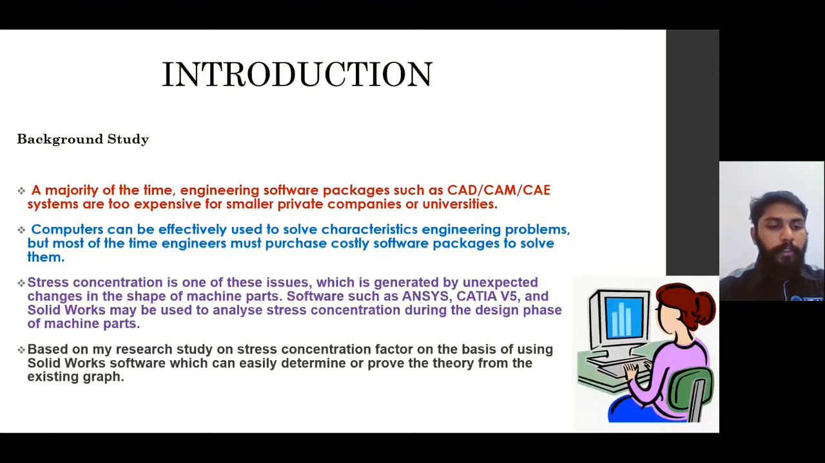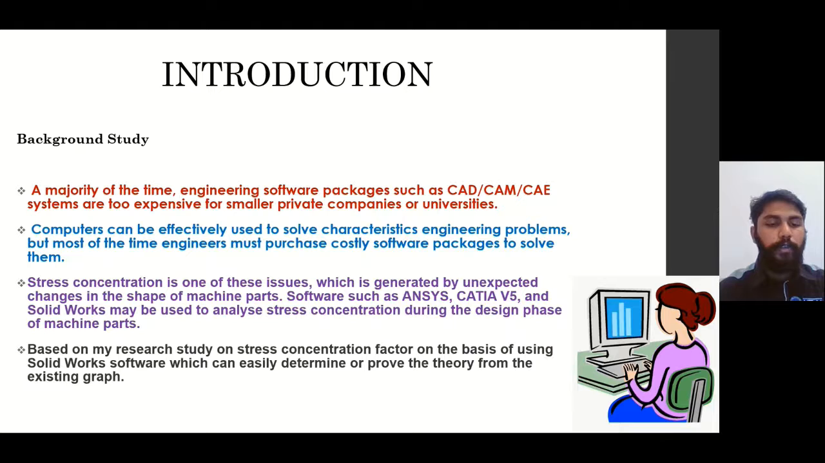The biggest problem facing engineering in developing nations is being able to obtain expensive computer packages. The majority of the time, engineering software packages such as CAD, CAM, CAE systems are too expensive for smaller private companies or universities. Moreover, computers can be effectively used to solve characteristic engineering problems, but most of the time engineers must purchase costly software packages to solve them.